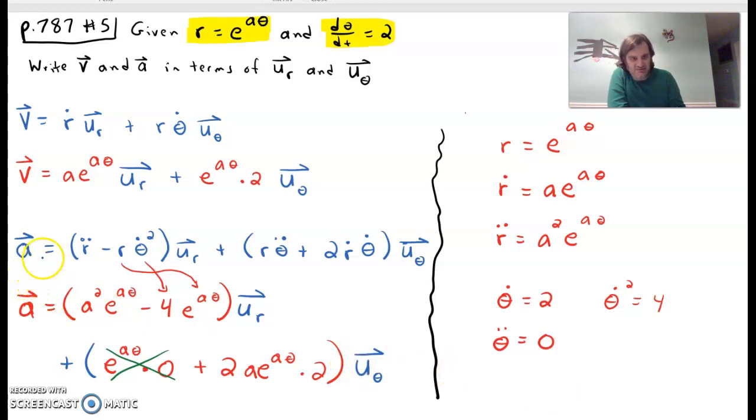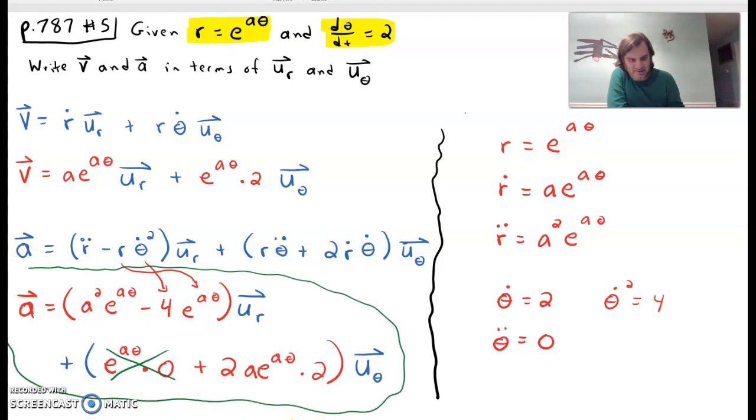So that whole bottom part there is the acceleration vector. All right, good stuff.